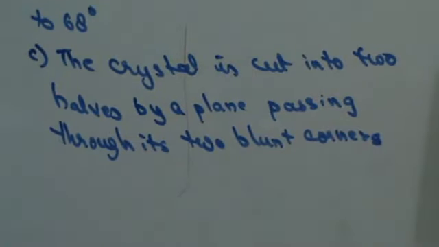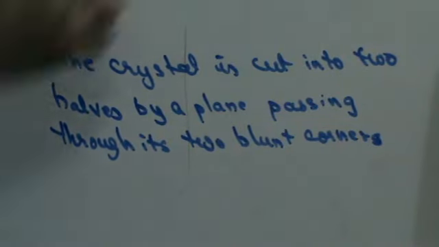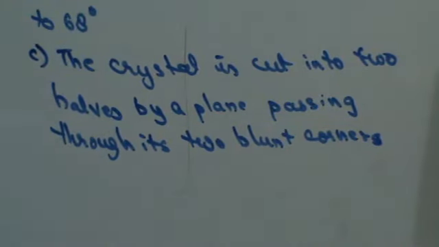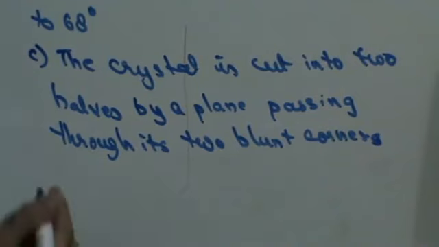Right, blunt corner means where you have an obtuse angle. Now once you have cut this, that means I'm going to cut it along AC. Once I cut it along AC, the cut surfaces of the two halves are polished to make them equally flat.